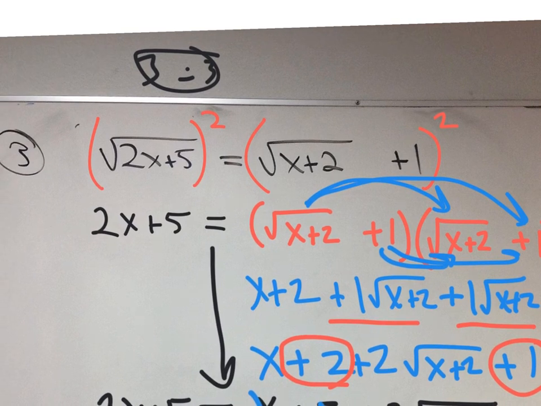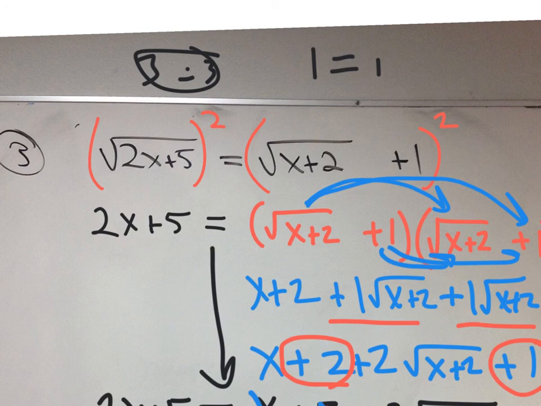Now let's go back and check negative 2. So if we try negative 2, 2 times negative 2 is negative 4. Negative 4 plus 5 is 1. The square root of 1, what's the square root of 1? It's 1. Okay. Now, how about the right side? If I plug in a negative 2 right here, negative 2 plus 2? 0. What's the square root of 0? 0. What's 0 plus 1? 1. So, right here, both answers work.